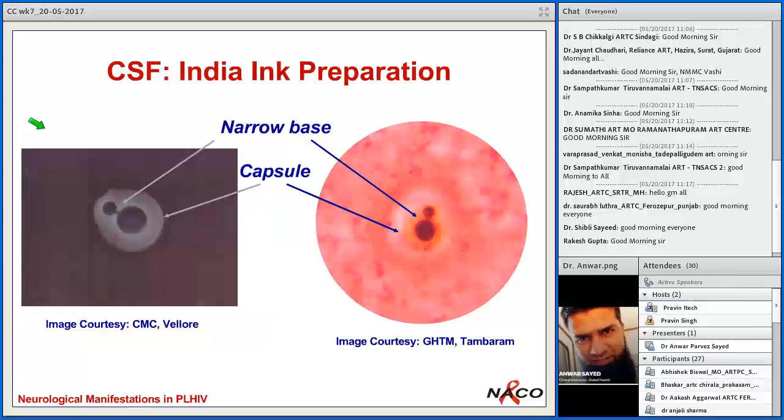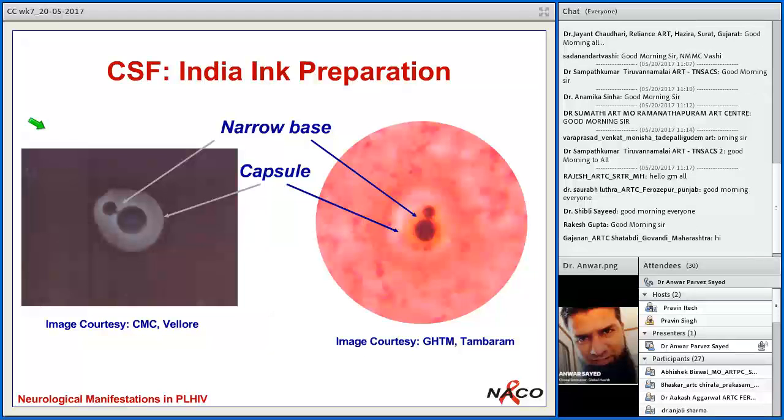But of course, the confirmation will be done in the lab, where the easiest, one of the very easy investigations, is India ink preparation. India ink is nothing but the ink which we used to write, which earlier actually we used to write. Some people still use it. So the same ink. It is very easy to see the organism in this, where you can see a narrow base and capsule of the organism. If you are interested, you can visit the lab to see this. It is very easy to do this investigation, and it can be done anywhere.